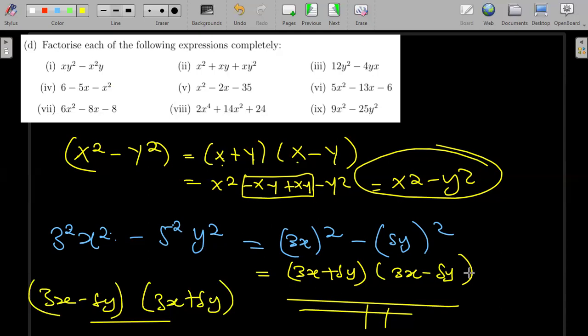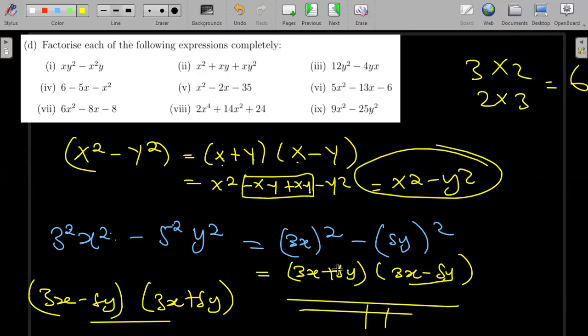The order doesn't matter because you are multiplying. Remember 3 times 2 or 2 times 3, both of these will still give you 6. So it doesn't matter if you start with the negative one and then the positive one, or the positive one and then the negative one. It doesn't matter. Okay. All right.